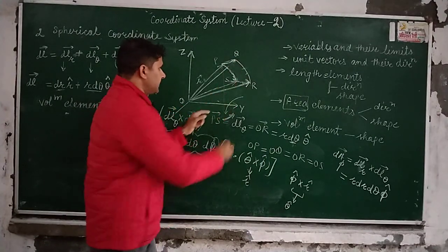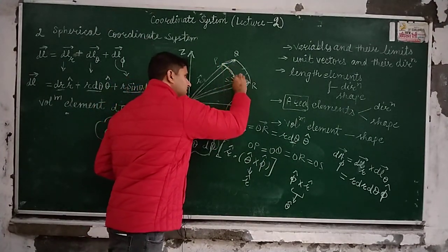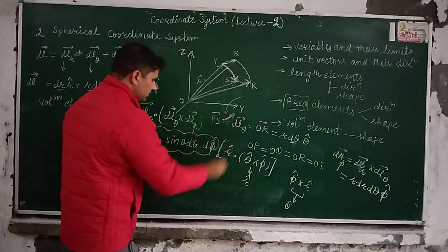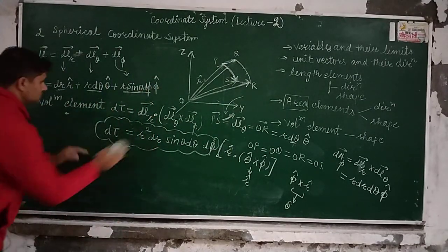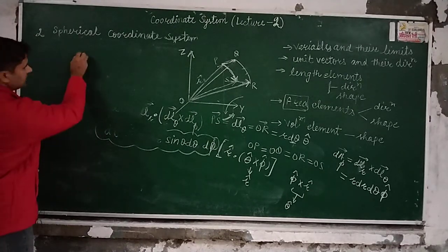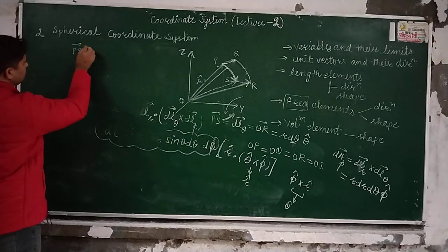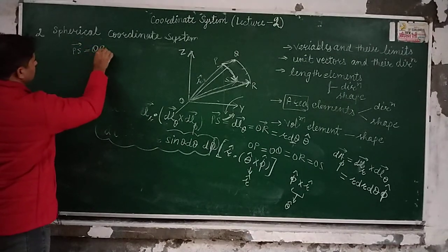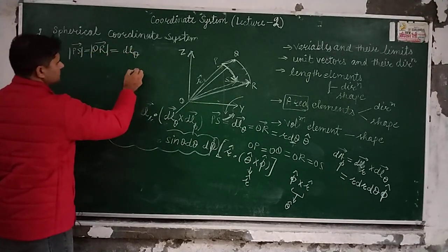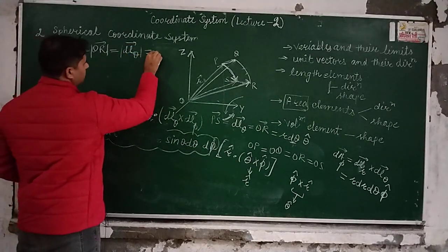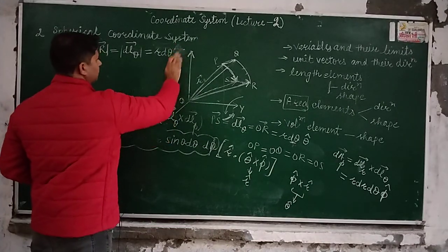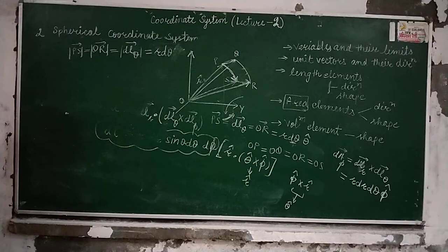This area element is made of two length elements, that is PS and QR. So here, vector PS is equal to QR, and these are equal to dl theta. So this will be equal to r d theta into theta cap. We have taken magnitude, so we can avoid direction here.